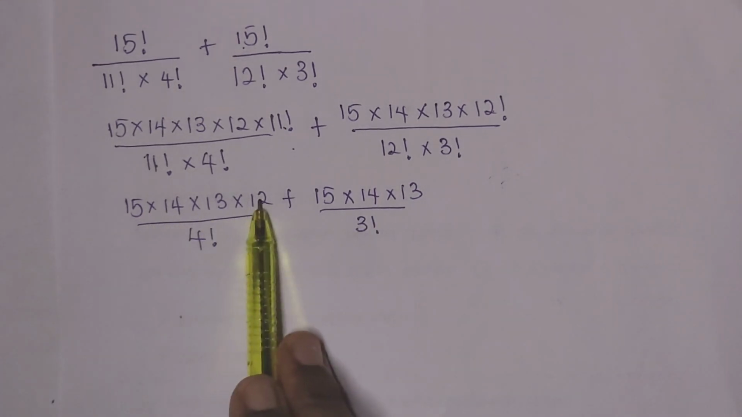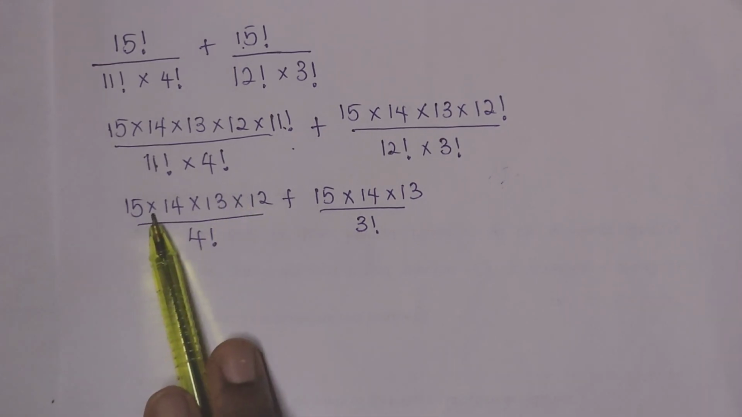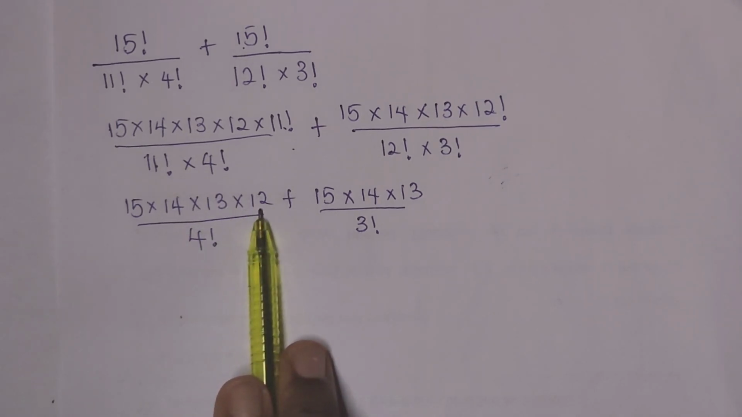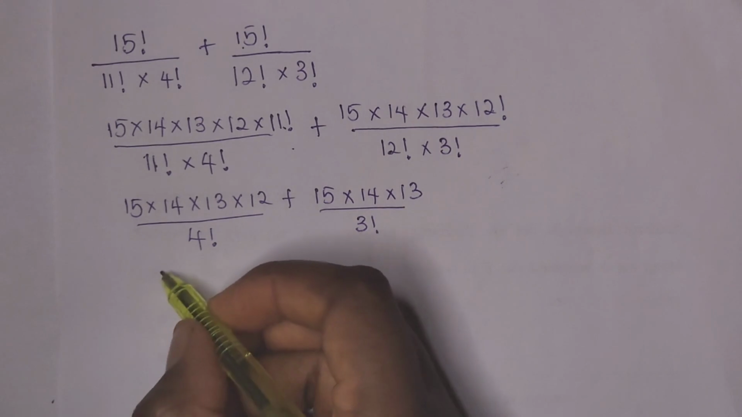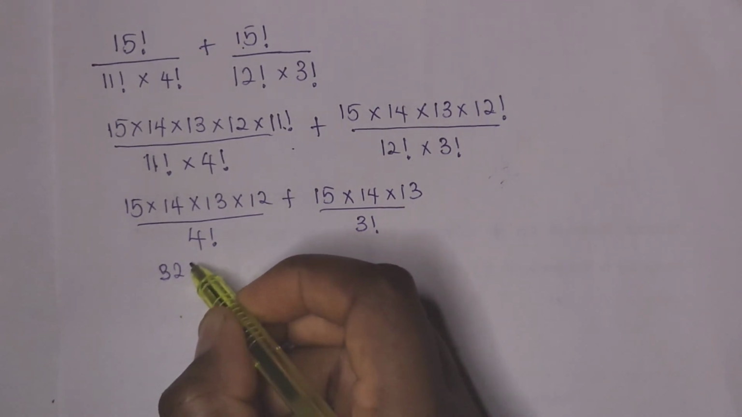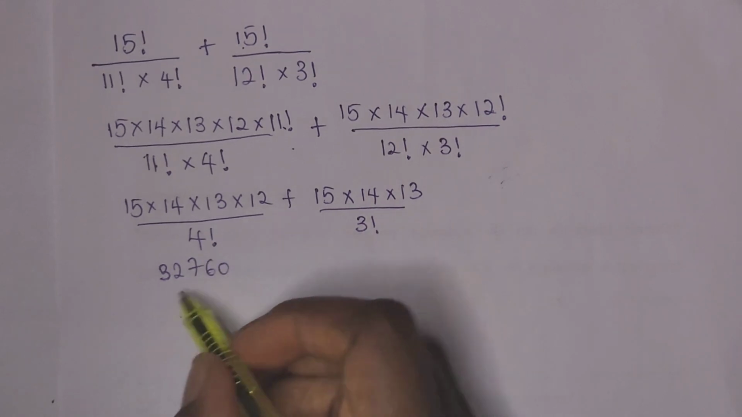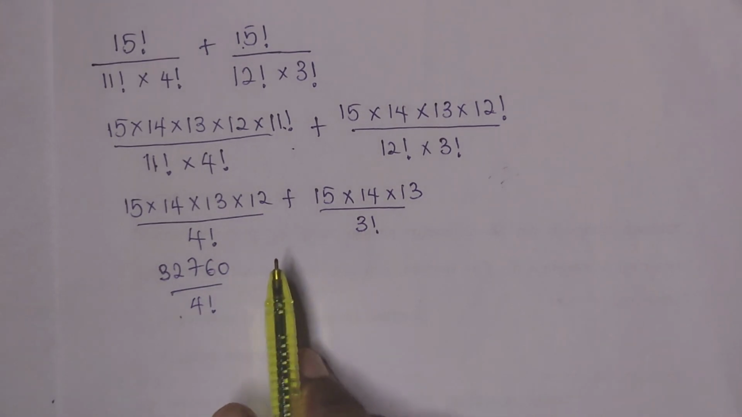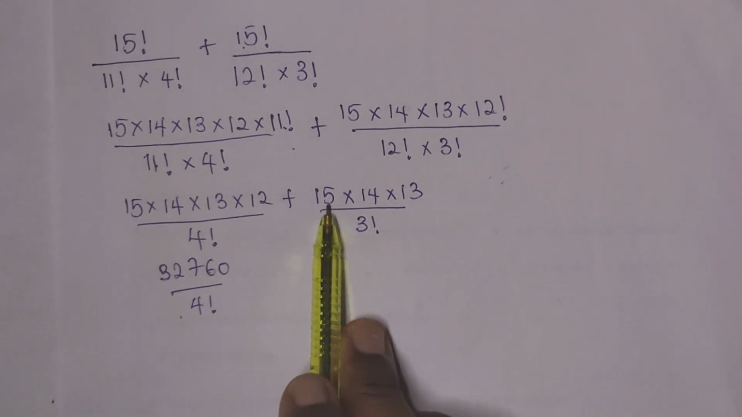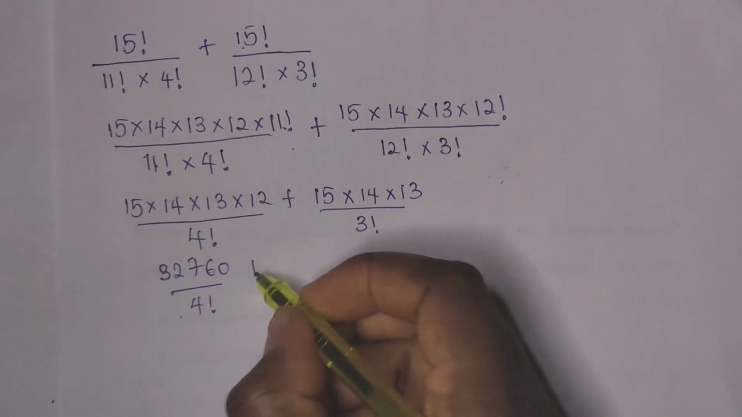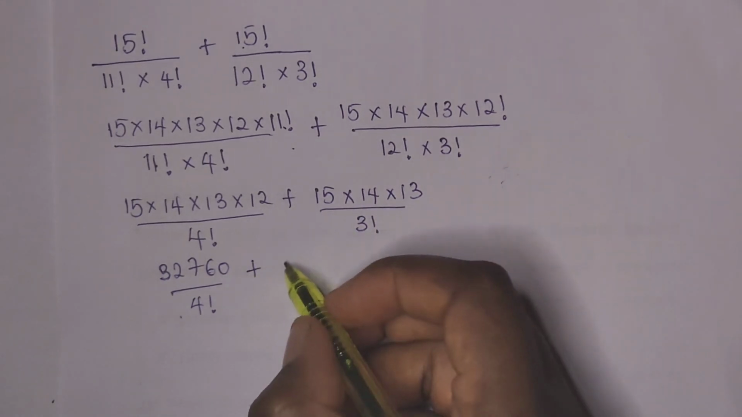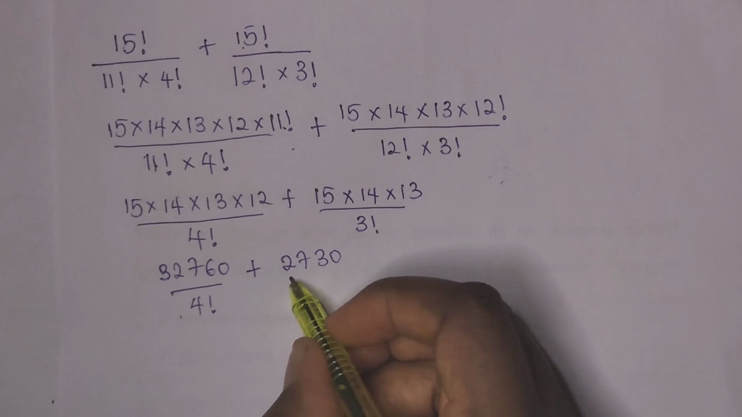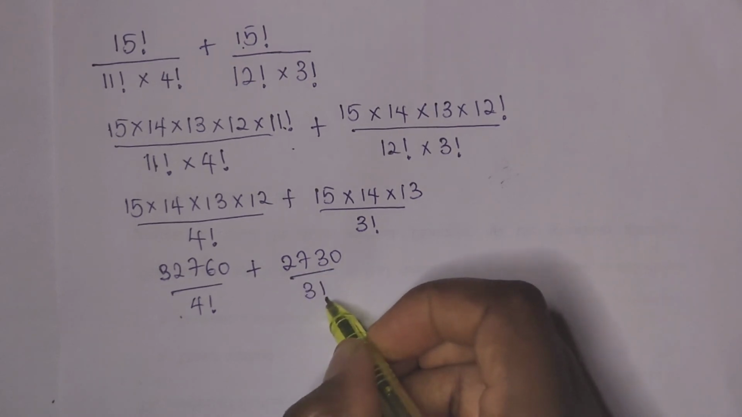So when we multiply this, 15 times 14 times 13 times 12 will give us 32,760 all over 4 factorial. And when we multiply this, we have 2,730 all over 3 factorial.